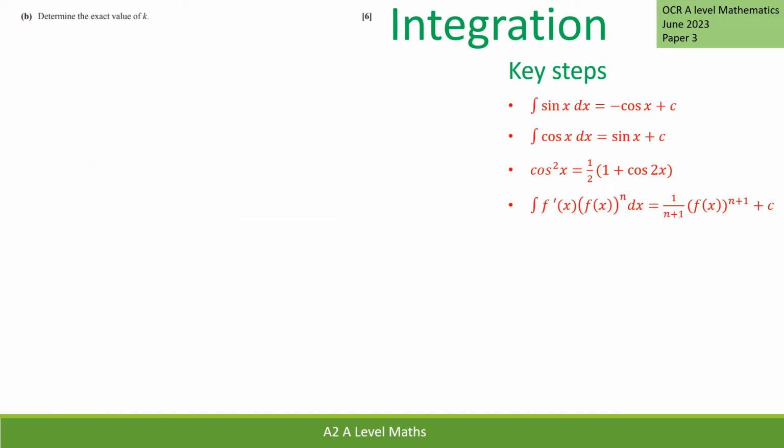On the second part, we have got to determine the value of k. Now for this question, it's worth 6 marks, and you're going to need to know these steps over here. So this will help us for the second part. So this is where we're starting with k, between pi and 0, of 0.2 plus sine t minus 0.2 cos squared t minus sine t cos squared t dt is equal to 1.